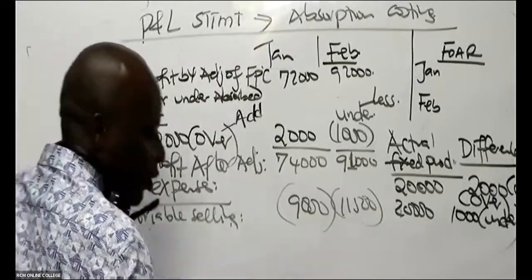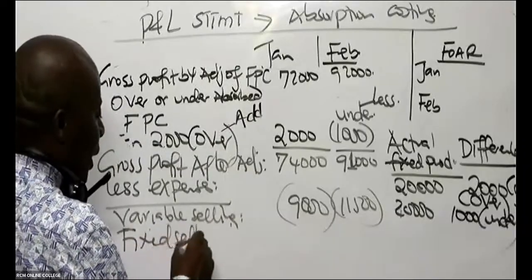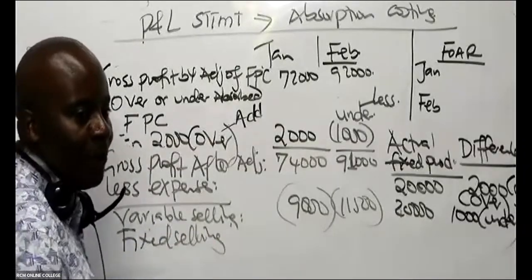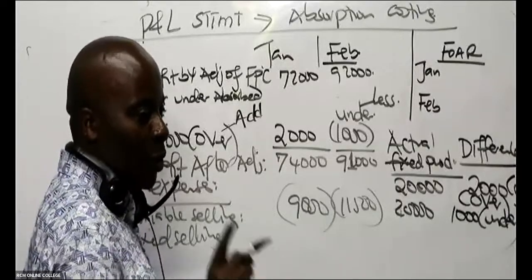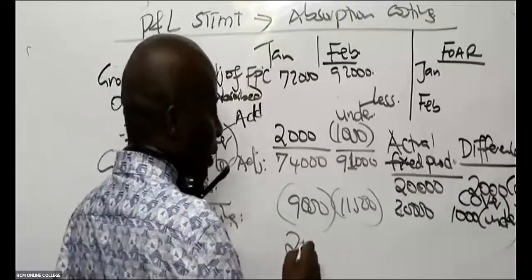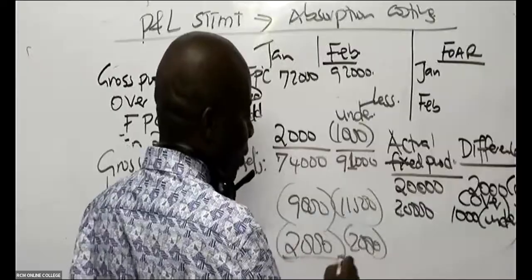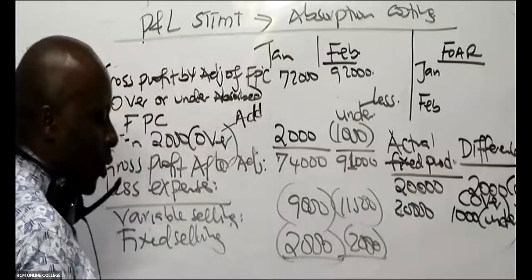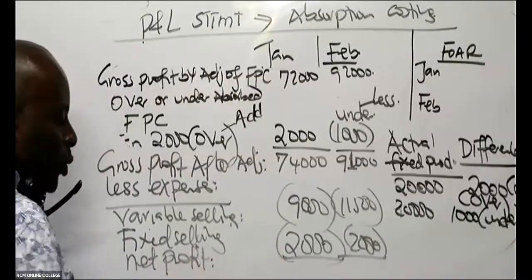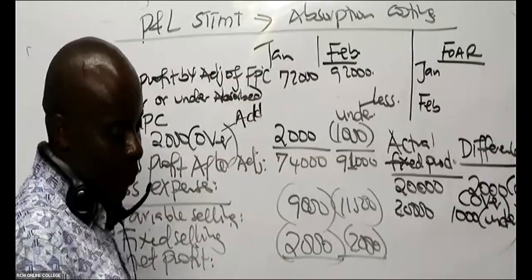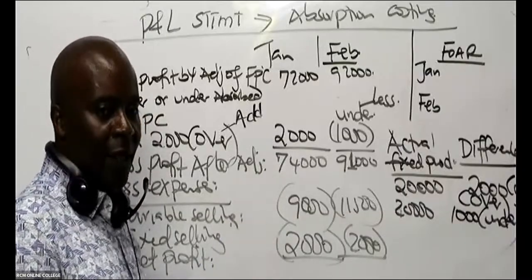After that, we have in this case here, our fixed selling. So come here, we have our fixed selling. So fixed selling is how much? It is 2,000, not 20. So it is 2,000 in January and 2,000 in February, isn't it? You subtract like that. So now you are able to get what you could call net profit. Is that okay? You're able to get net profit. So net profit will be 74,000 minus this, minus this.